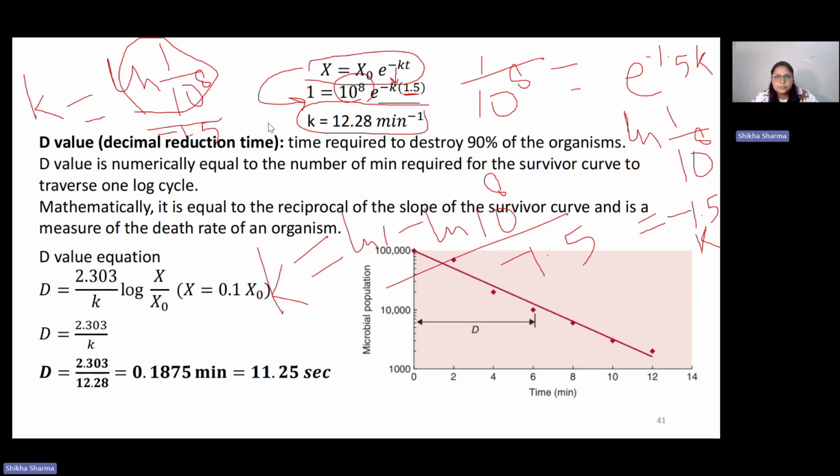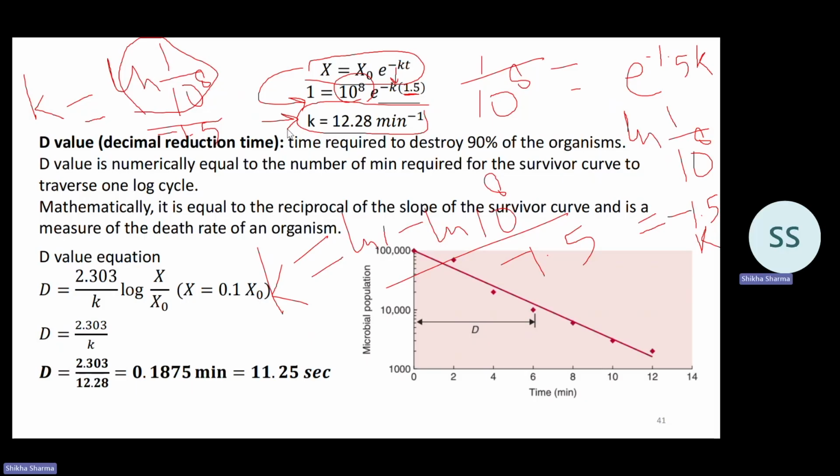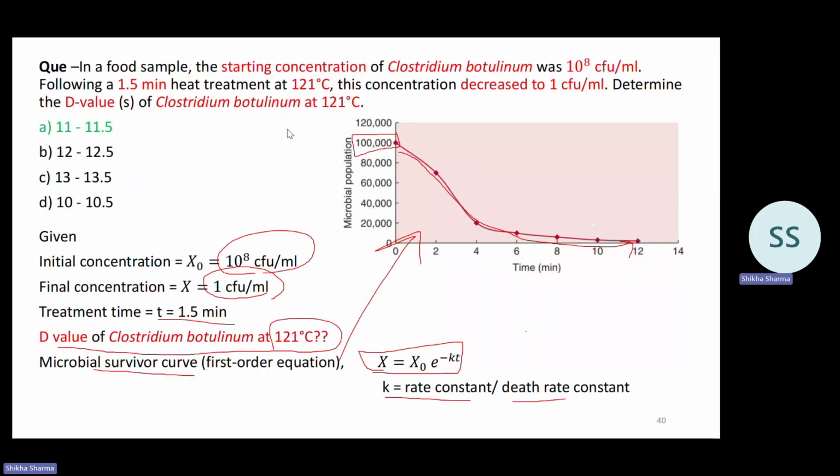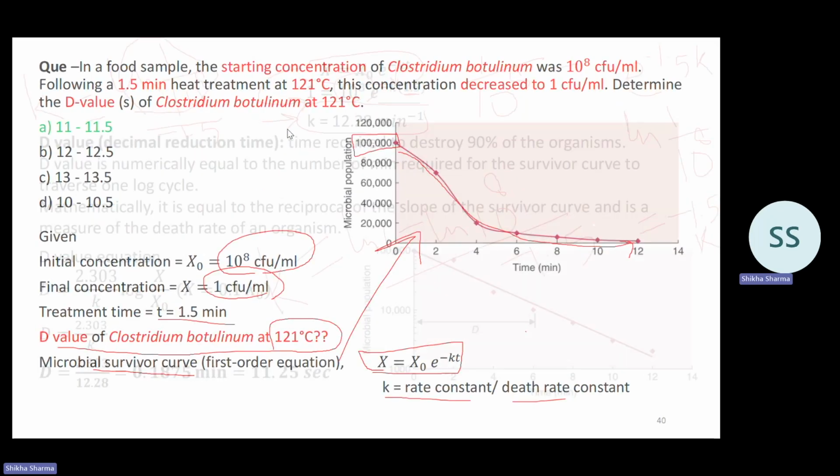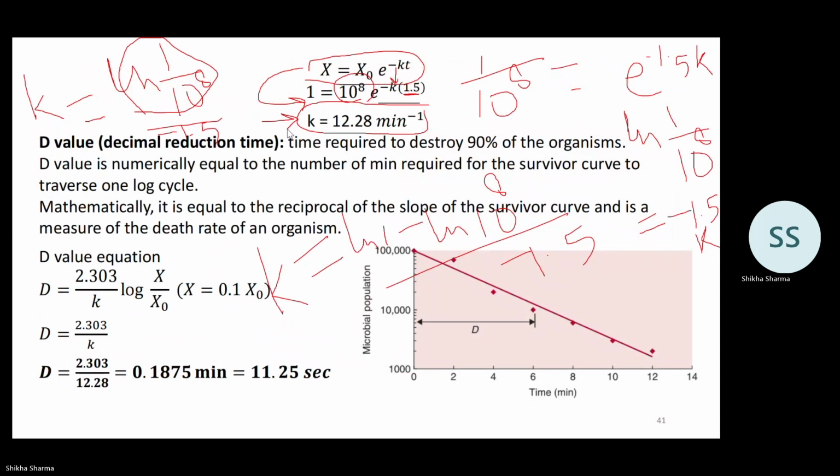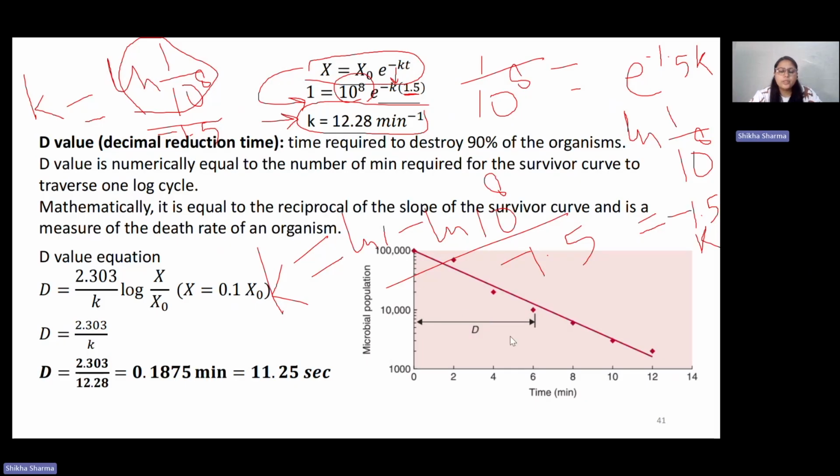Right, we get from here the value of k, because we know that the microbial survival curve is following a first order reaction. So we just put in the values and get to know k, which is the death rate constant. Now we need to calculate the D value.